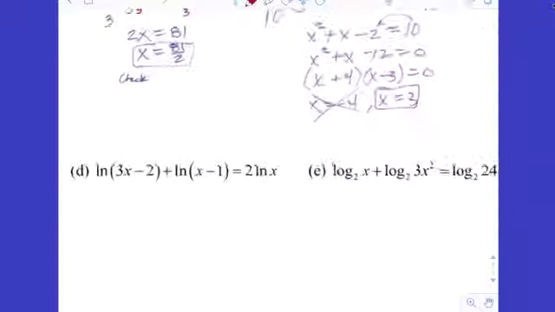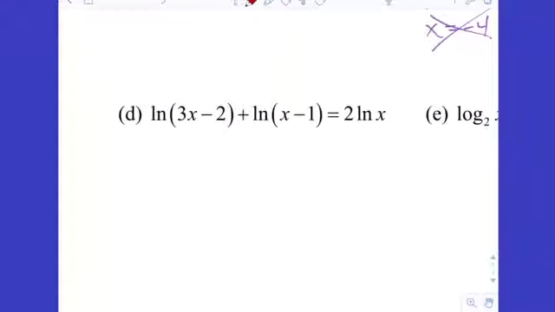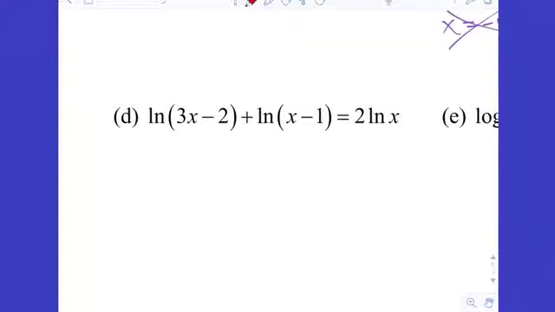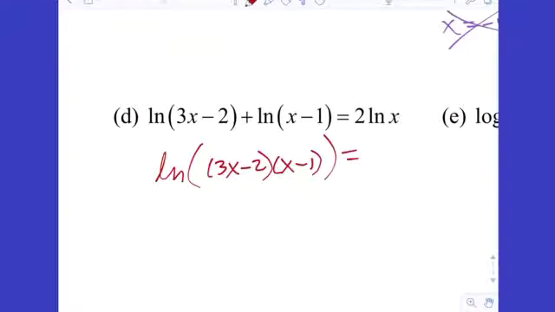I think we have time for one more here. Notice this one has 3 logs on part D. When you have to isolate your logs, you isolate them on either side. So you can have one log term and one log term on the other side. So if you condense this, again, you're going to multiply 3x minus 2 times x minus 1, and that equals the natural log of x squared by bringing the 2 up and condensing these.